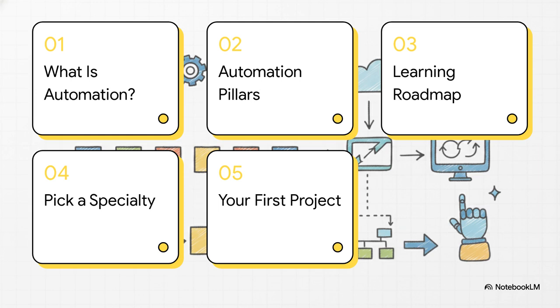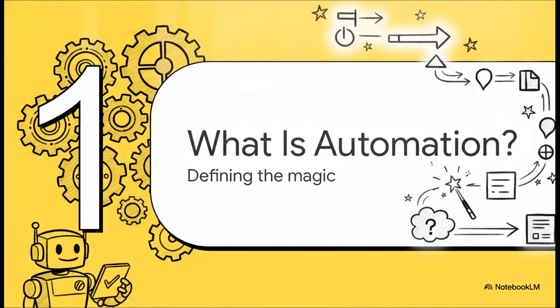Here is how we're going to break this down today. 1. What is automation? 2. The 3 automation pillars. 3. Your automation learning roadmap. 4. Picking your automation specialty. And 5. Your first automation project. All right, let's jump right into section 1. What is automation? Defining the magic.